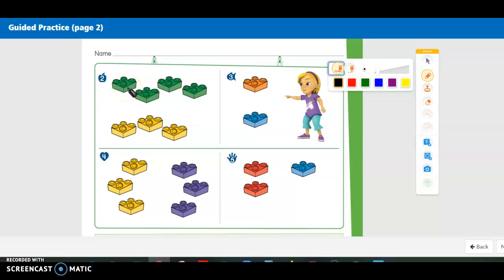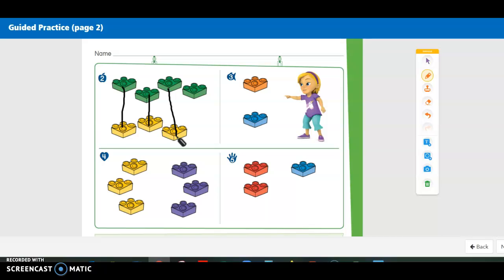The first thing we need to do is match them up. We need to match green Legos with yellow Legos. So I'm going to match up this green one with this yellow one, this green one with this yellow one, this green one with this yellow one. All right, do we have equal amounts of green Legos and yellow Legos?